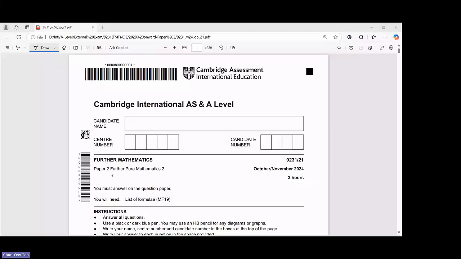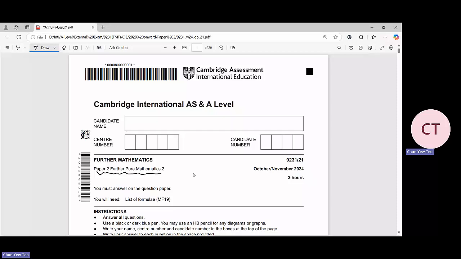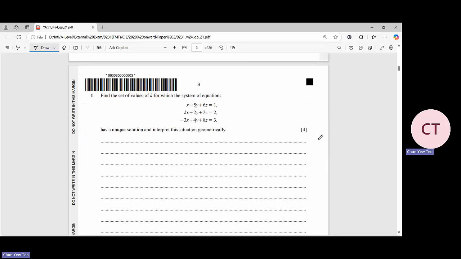In this video we shall discuss Further Pure Mathematics 2, Paper 2, October/November 2024, Paper 21. Let's take a look at the first question. Find the set of values of k for which the system of equations given here has a unique solution, and interpret this situation geometrically. What we need to do is let the determinant not equal to 0 in order to have a unique solution.